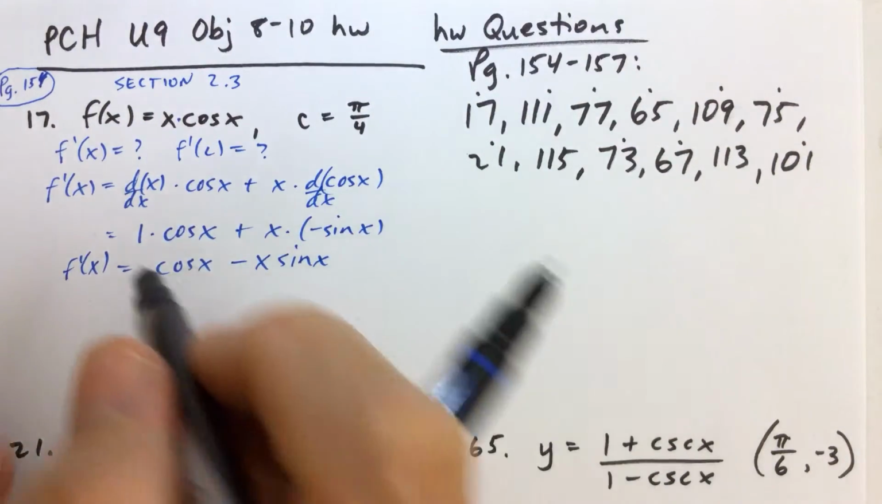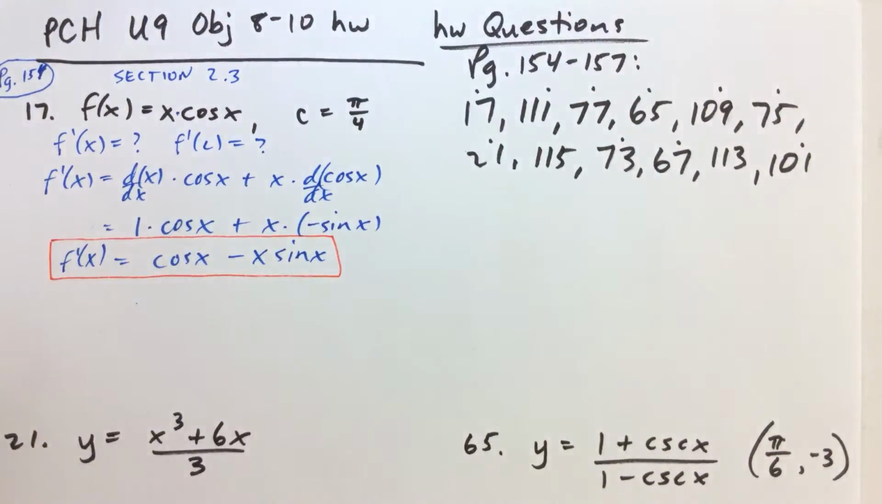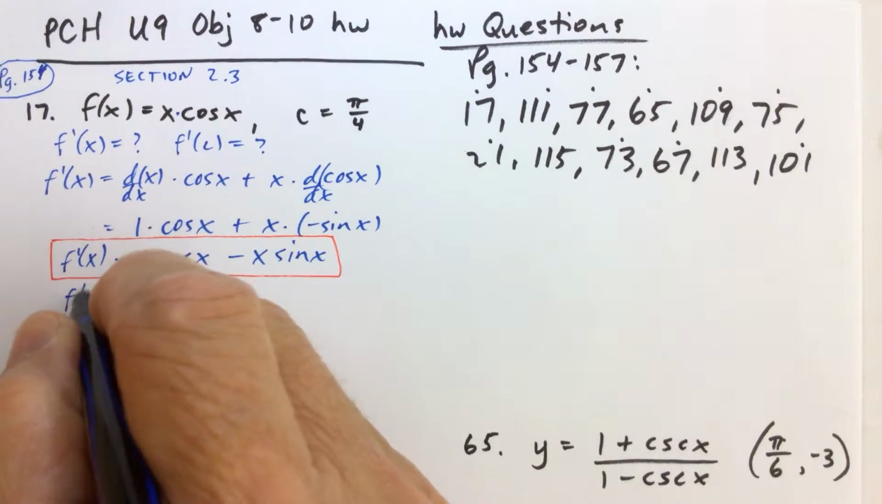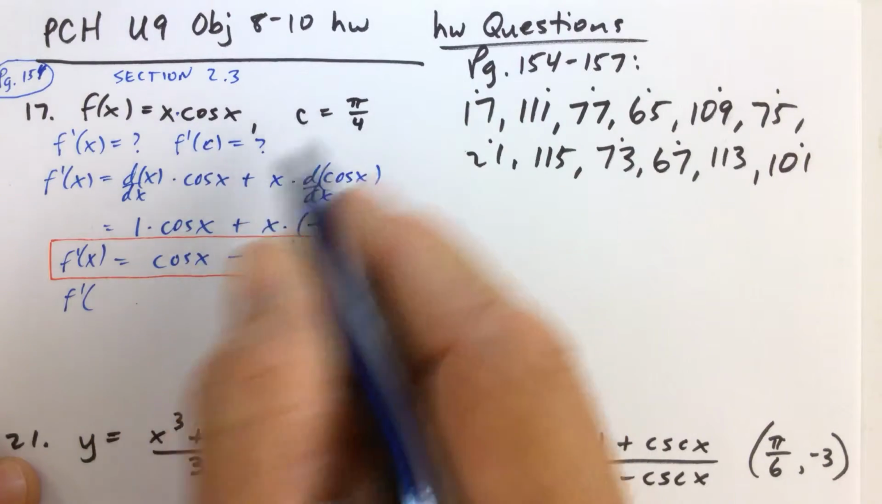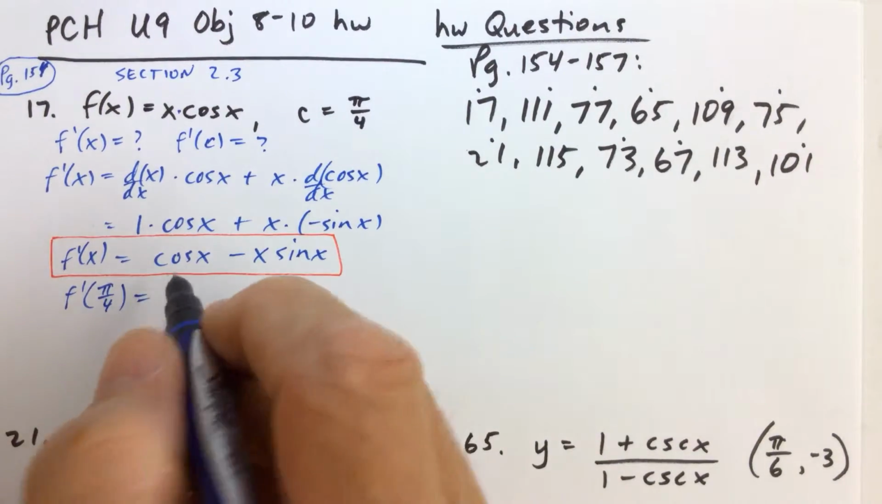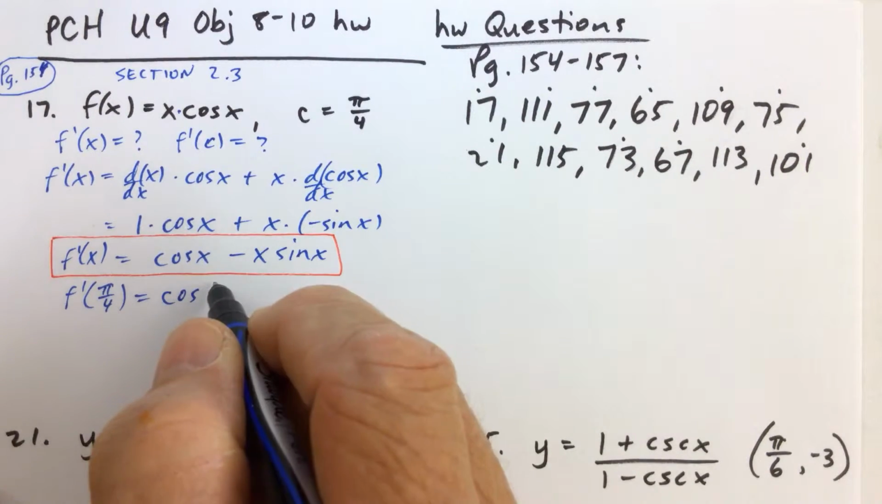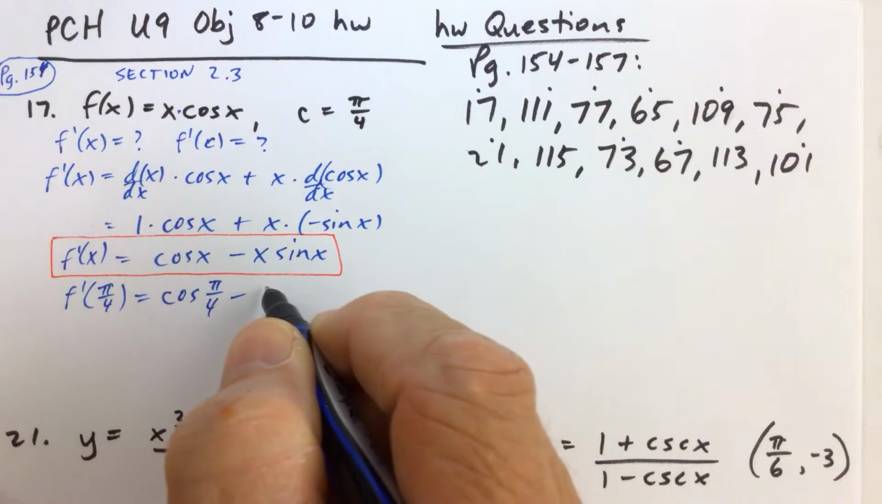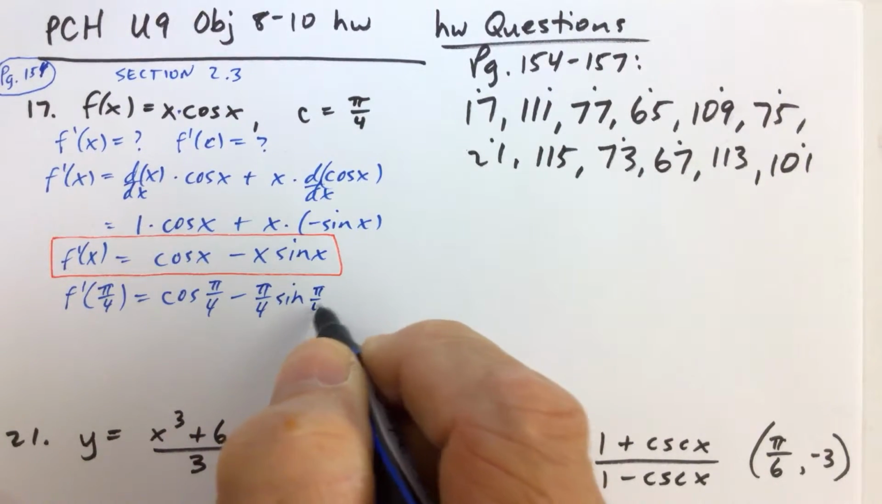And if f prime of x is equal to that expression, then f prime of c, which it gives us c, so we want to find f prime of c, and if c is pi over 4, then we just replace x with pi over 4. So once we replace x with pi over 4, we get cosine of pi over 4 minus pi over 4 times the sine of pi over 4.